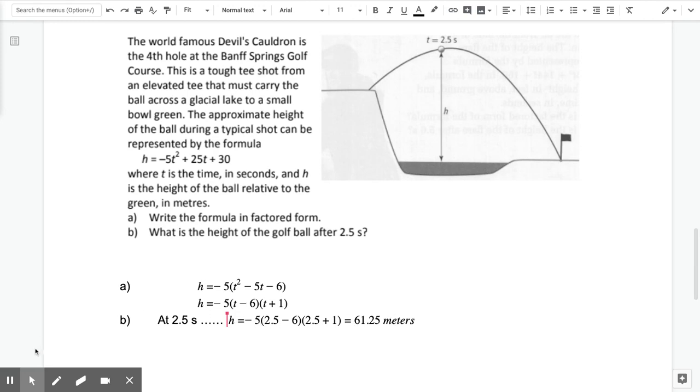So there you go, a couple of examples of applying factoring. Hope it helps.